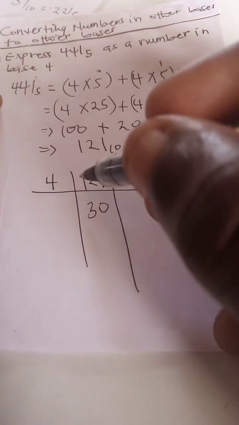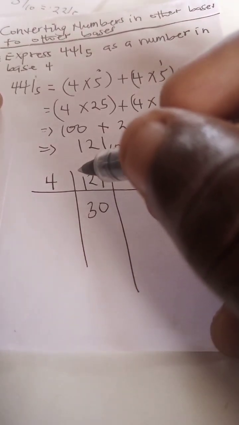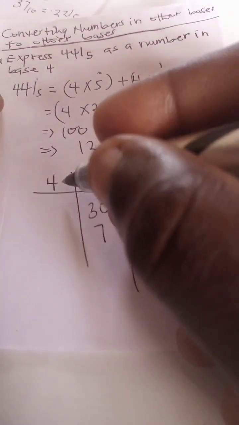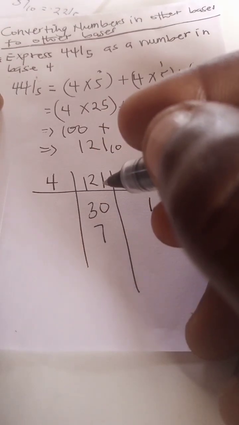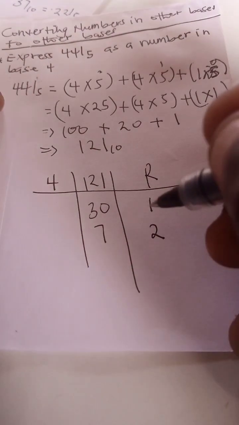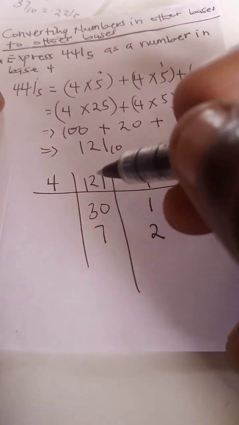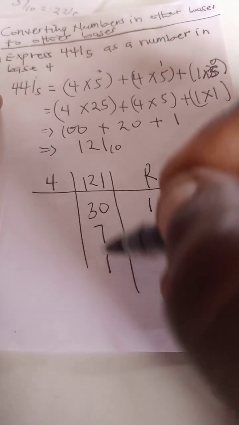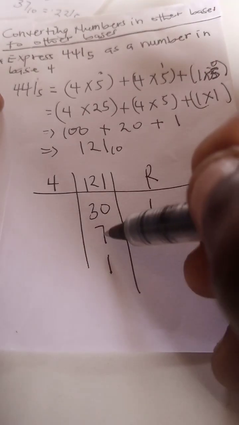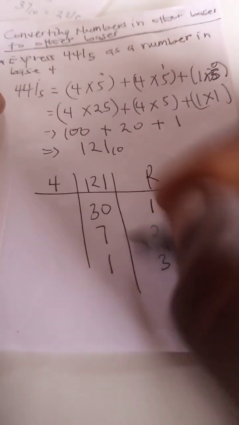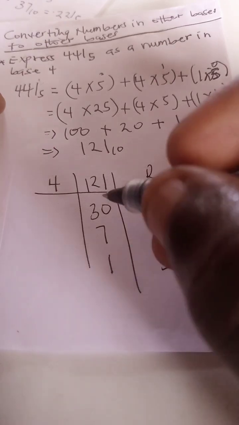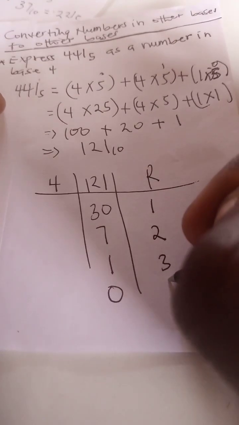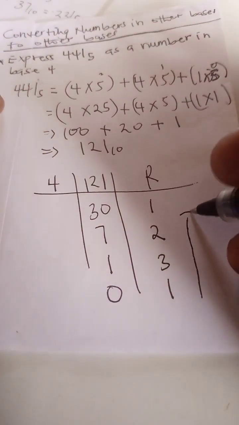Now 30 divided by 4 will give us 7.5, so we need the whole number 7. 7 times 4 subtracted from 30 gives us 2. Now 7 divided by 4 is 1.7 something, so we need the whole number. So 1 times 4 subtracted from 7 gives us 3. Now because the numerator is less than the denominator, we write 0 below it and repeat the number at the remainder side. From bottom upwards, we write the numbers.